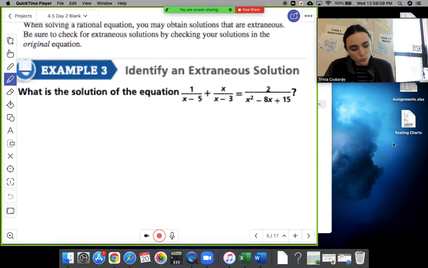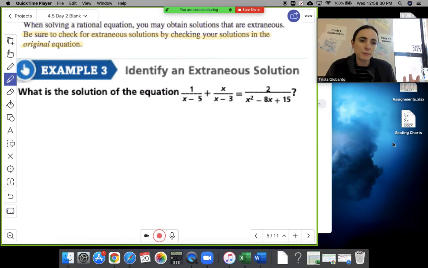So this says here, when solving rational equations, you may obtain solutions that are extraneous. So if you guys remember, extraneous means that you solved it correctly, but it doesn't actually work if you put it back into the equation. So to check it, make a little note here, be sure to check for extraneous solutions by checking your solutions in the original equation.